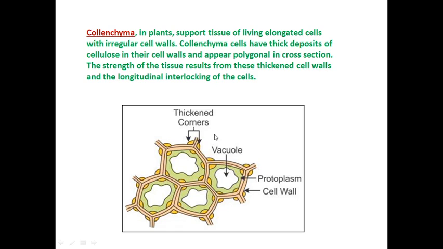And if you see in cross section, they appear polygonal. The strength of the tissue results from these thickened cell walls. They are supportive in nature, and they give support to the plant because of these thickenings in the walls. Here I have shown you the longitudinal section. Here in yellow you can see the thickened corners, and this is the vacuole, this is the protoplasm, and this is the cell wall. I hope this is clear.